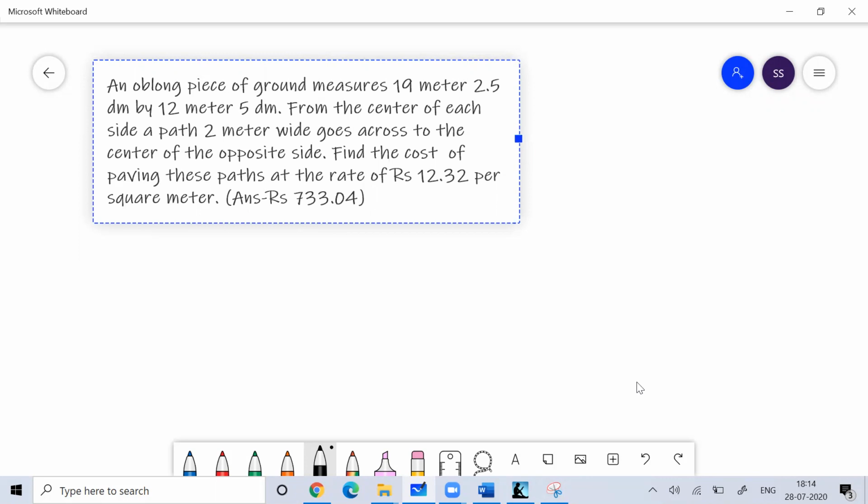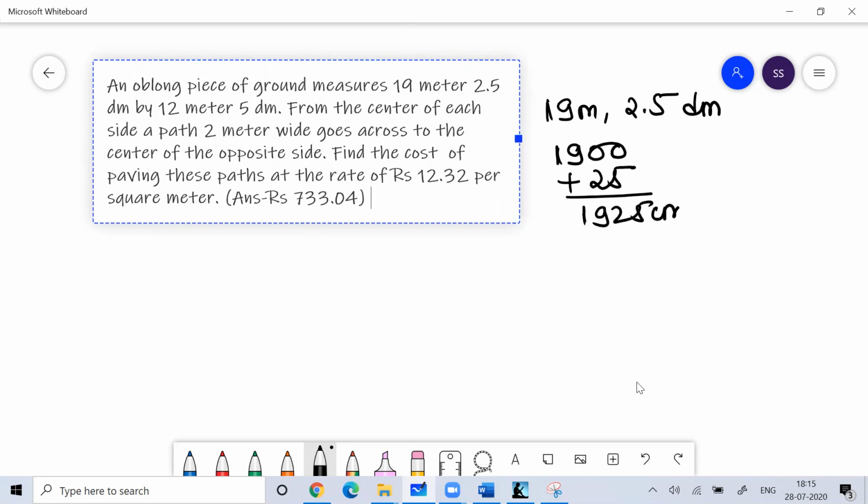You can see the next question. An oblong piece of ground having this dimension: 19 meter, and this is 2.5 decimeter. Understand, this is 19 meter. So if I convert in centimeter, this would be 1900 plus 25. Get 1925 centimeter. Or I can write this is 19.25 meter.